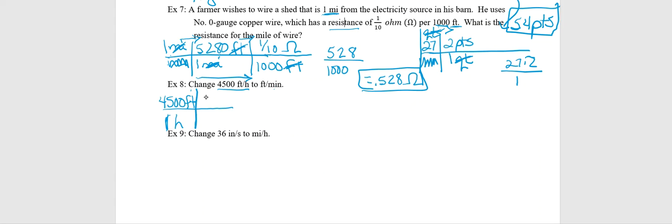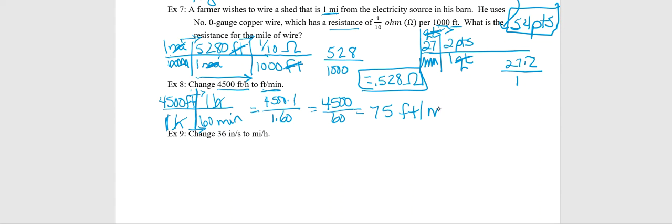Since I want my hour to go away, I have to put the hour on top and the minutes on bottom. That way my hours cancel. So I see that I'm left with feet on top and minutes on bottom, which is exactly what I wanted. So now I just have to do any multiplication and dividing. So I have 4,500 times 1, and I have 1 times 60. So 4,500 over 60, again I'm using my calculator, gives me 75 feet per minute.